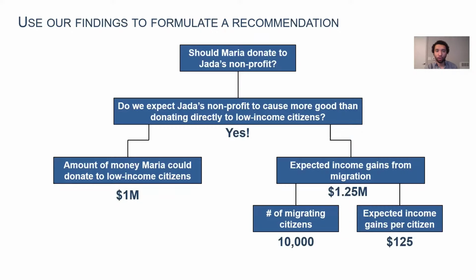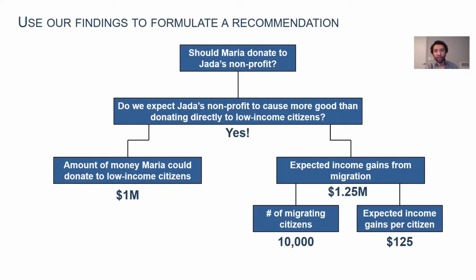While making a different assumption would always change our expected income gains from migration, that number itself isn't what we actually care about. In this example, the action-oriented question we're concerned with is whether or not Maria should donate to Jada's nonprofit, or give that money directly to low-income citizens. That, in turn, hinges on whether or not expected income gains from migration are more or less than the $1 million Maria could donate to low-income citizens. In other words, we only care if our assumption is off enough such that it could change our expectation of whether or not total expected income gains from migration are more or less than $1 million.